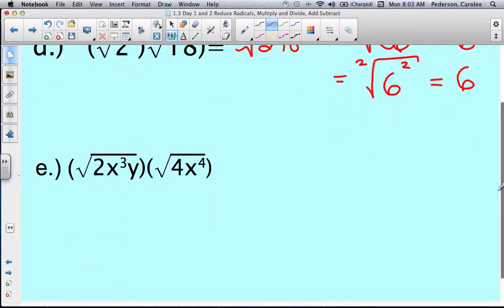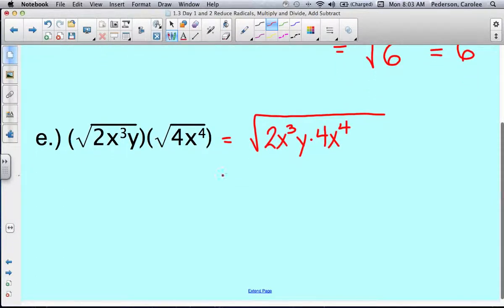All right, let's go into adding some variables in. So question E says square root of 2x cubed y times the square root of 4x to the 4th. If we combine those two together, we have 2x cubed y times 4x to the 4th. So I'm just going to clean up the terms here, put my coefficients together. I have the 2 and the 4, the x cubed, the x to the 4th, and then the y at the end. Now we're looking for pairs, things raised to the second power.